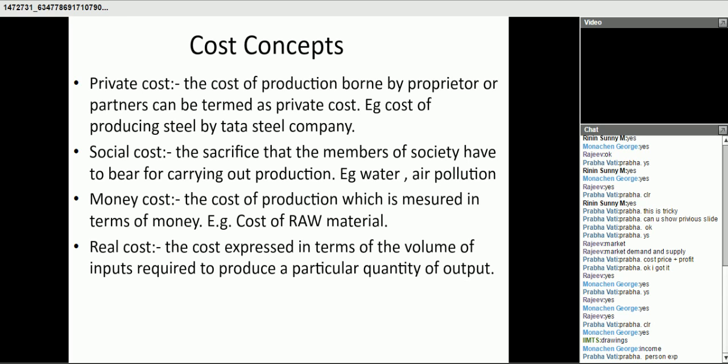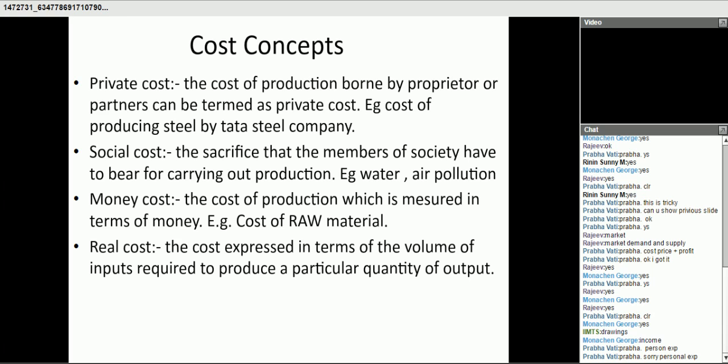Then money cost is the most obvious cost, the cost of raw material, labor, cost of running the machine, all that. Then real cost is the cost expressed in terms of the volume of inputs required to produce a particular quantity of output. Real cost is measured in terms of the inputs that are needed to produce a particular quantity of output.